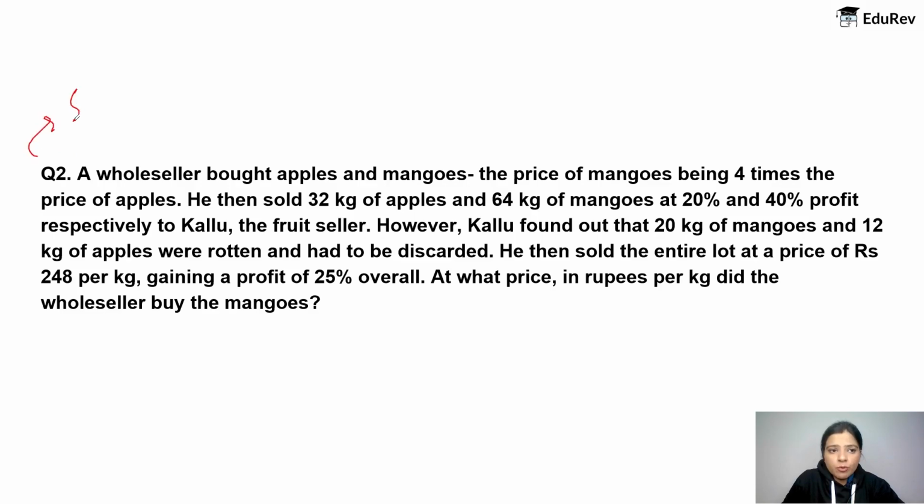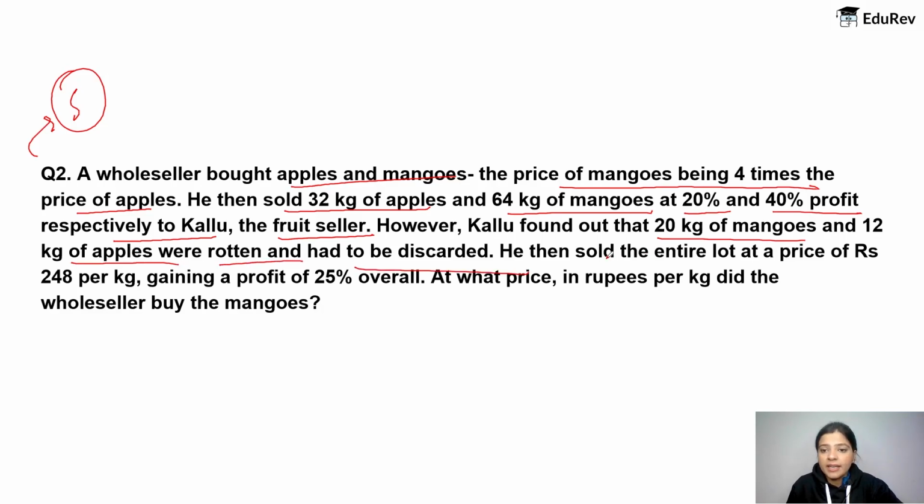Again, this question should not take more than 5 minutes for understanding and solving. So let's read it. A wholesaler bought apples and mangoes, the price of mangoes being 4 times the price of apples. He then sold 32 kg of apples and 64 kg of mangoes at 20% and 40% profit respectively to Kalu, the fruit seller. However, Kalu found out that 20 kg mangoes and 12 kg apples were rotten and had to be discarded. He then sold the entire lot at a price of rupees 248 per kg, gaining a profit of 25%. Overall, at what price in rupees per kg did the wholesaler buy the mangoes?